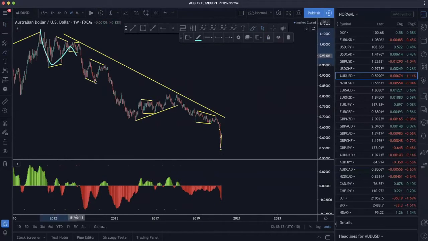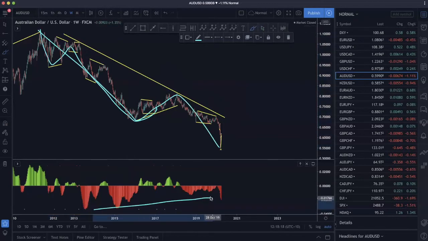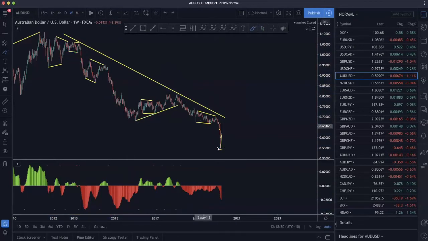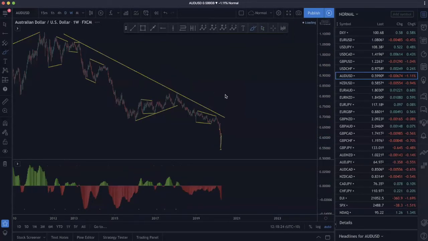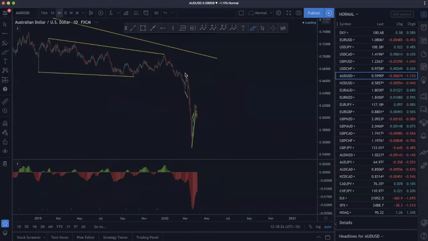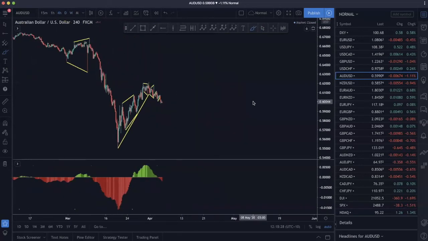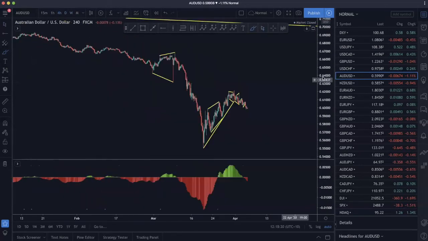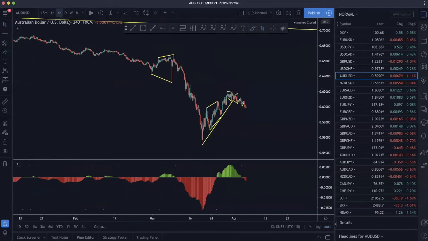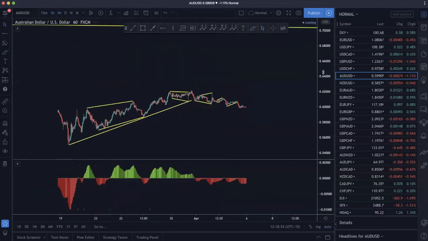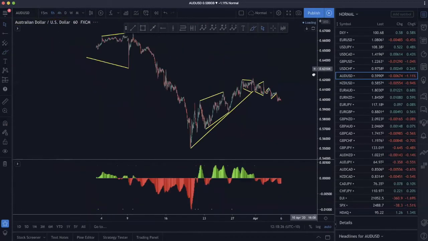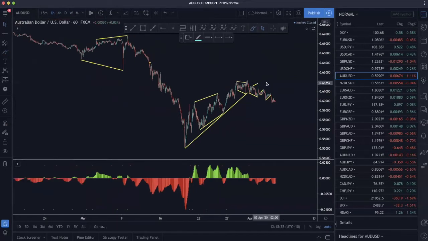1, 2, 3. So this is a 1, 2, 3. Yes, there's divergence. It barely isn't. There is no divergence here on the daily time frame, weekly time frame. Let's keep going down. Okay. So on an hourly, I posted the potential sell setup here.